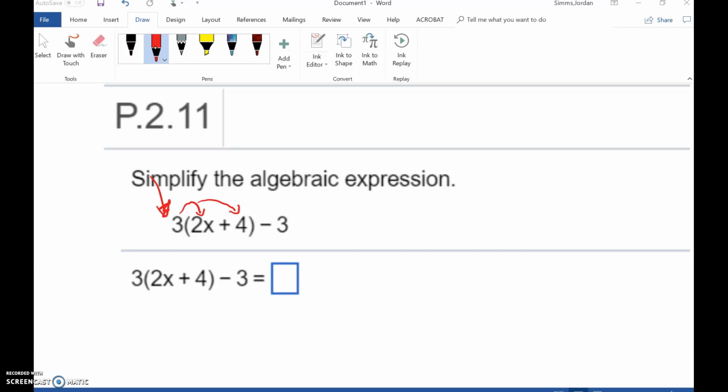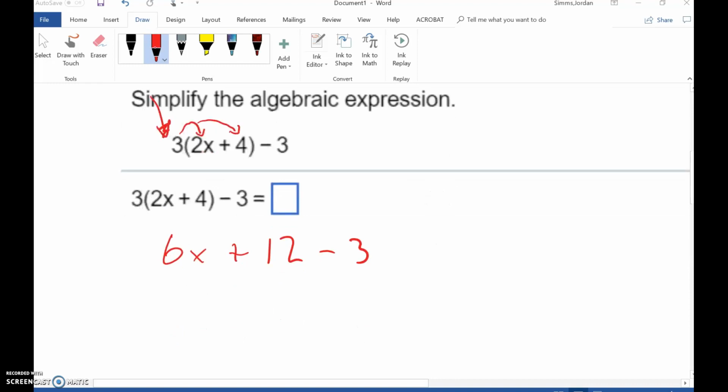Our first one here is 3 times 2x. 3 times 2 is 6, and the x comes along. Our plus sign comes along. 3 times 4 is 12. And we don't forget the minus 3. Bring that along as well. Then we just combine our like terms. Here we just have numbers. 12 minus 3. The 6x stays where it is. 12 minus 3 gives us a plus 9.